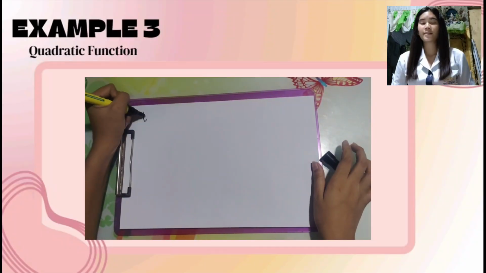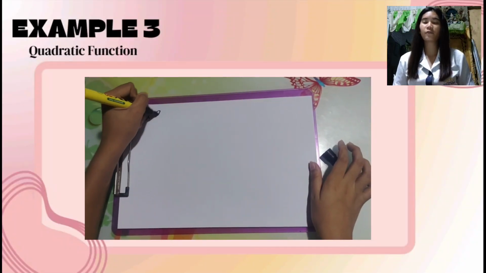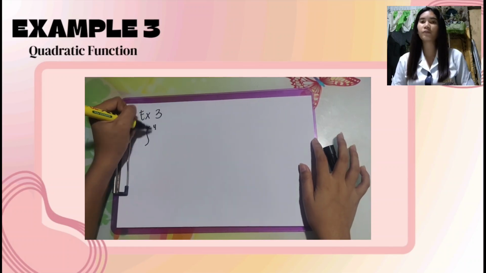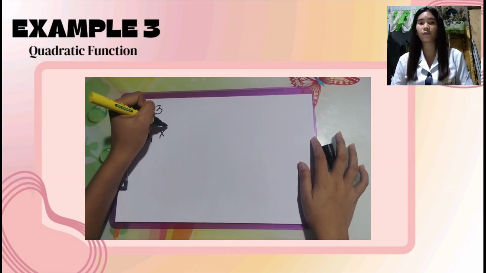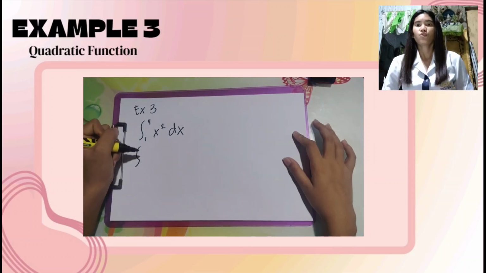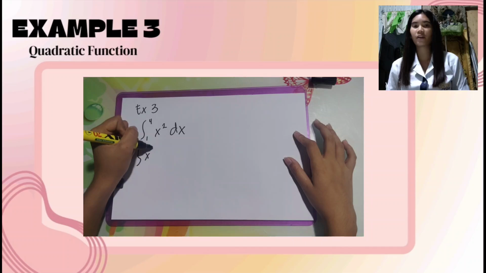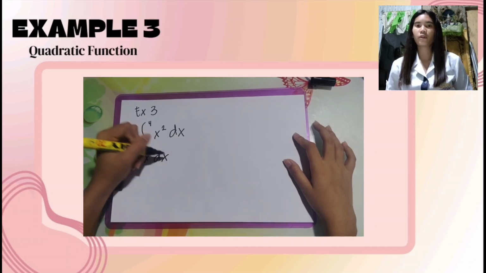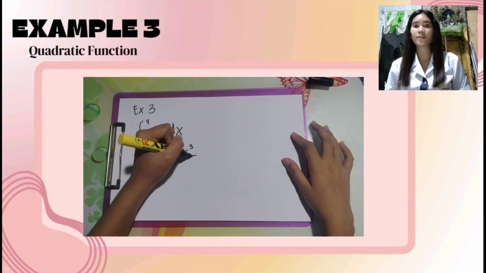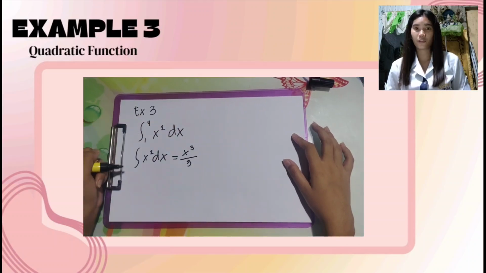And now for our last example, we have a quadratic function. So we are finding the area under the curve of f of x is equal to x squared from x equals 1 and x equals 4. So first, we find the antiderivative of x squared. So we write the integral of x squared dx is equal to x cubed over 3.